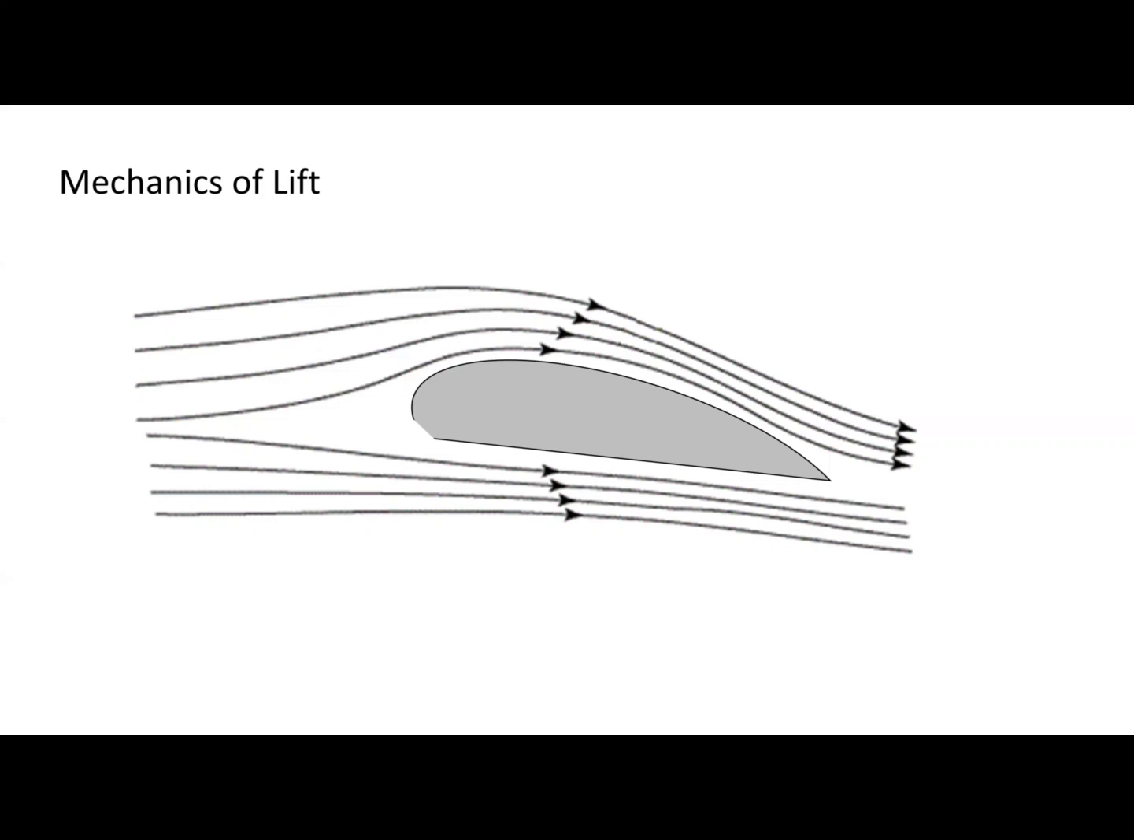And for some reason, it speeds up. It's like, I want to get to the end with my mates, so I'm going to go faster over the top. Now, what did Bernoulli's law say about when a fluid speeds up? Pressure drops. So you have the air over the top of the wing, which is a recorded fact, it does speed up. Because it speeds up, there's less pressure at the top.